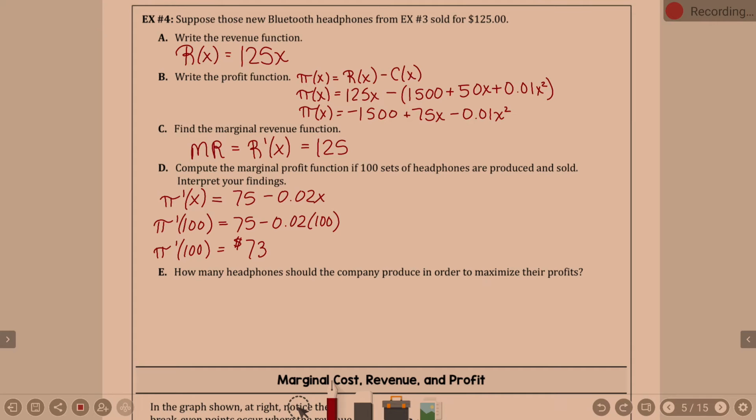Yeah, so interpret your findings here. Compute the marginal profit if 100 sets of headphones are produced and sold. It is a derivative, so we have to throw rate in there somehow, right? So this is when 100 sets of headphones are produced and sold, because to find profit, they have to be produced, they have to be sold.